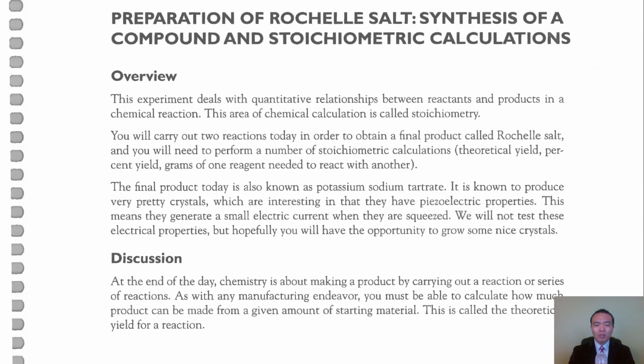After you have carefully watched the video, we are going to talk about chemical stoichiometry, which is the quantitative relationships between reactants and the products in a chemical reaction. In this process, we're going to go over the details about how to calculate the theoretical yield, percent yield, and the grams of one reagent needed to react with another.